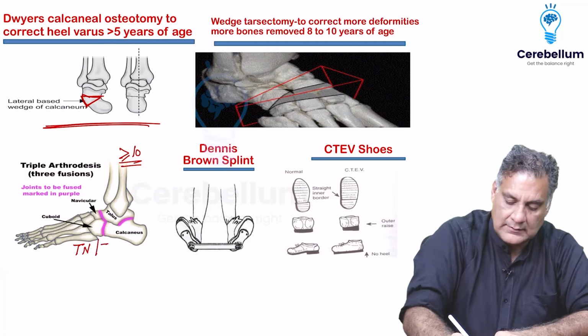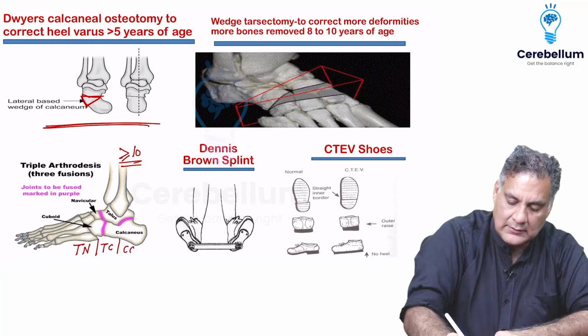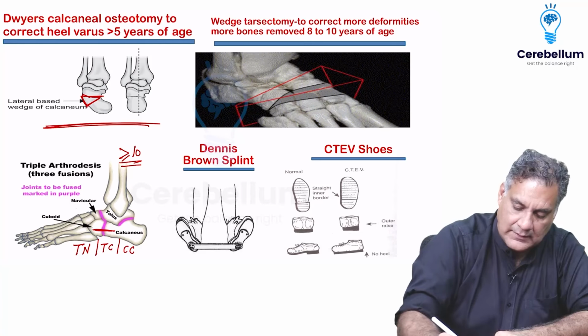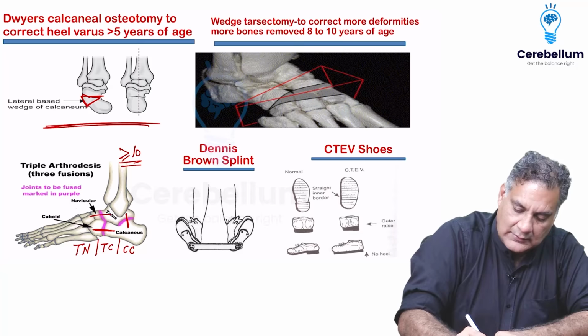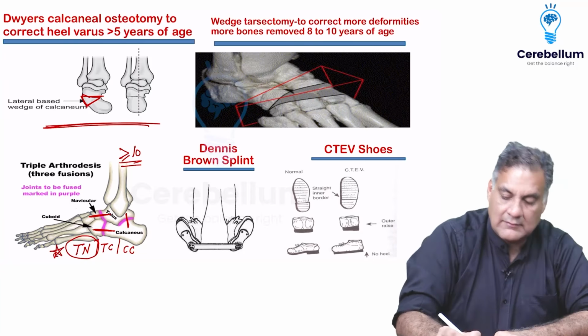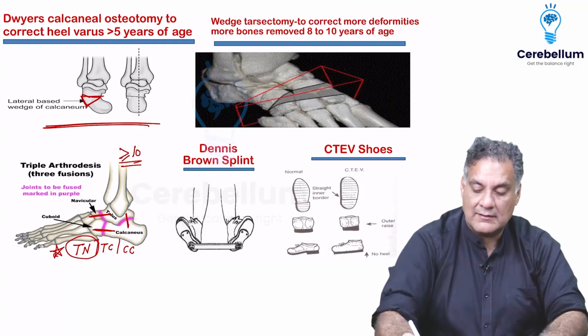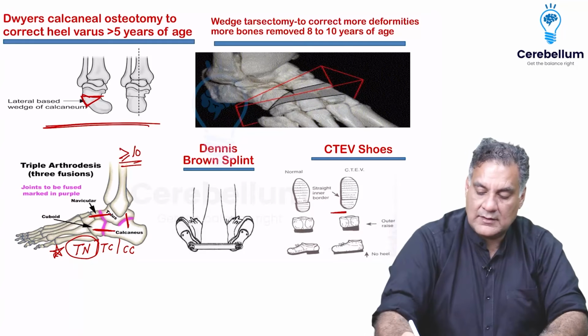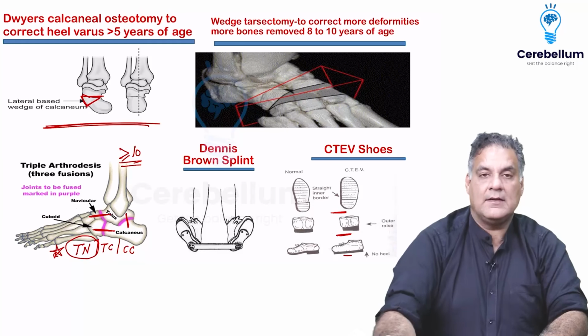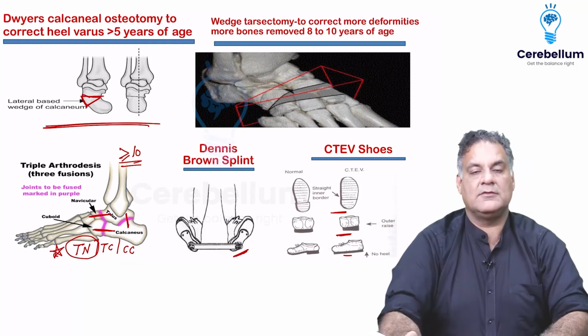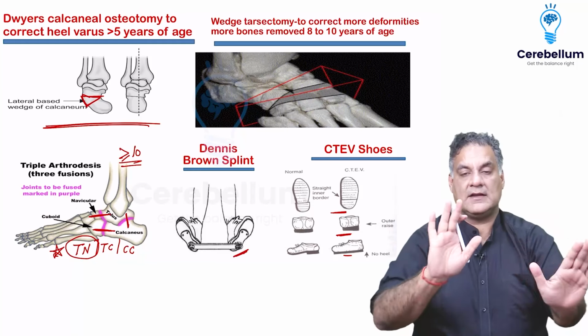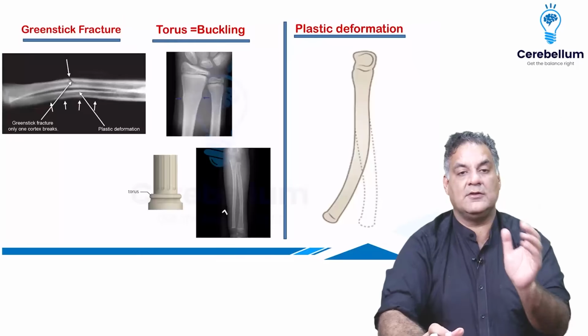talonavicular, talocalcaneal, calcaneocuboid. And talonavicular is the most difficult to fuse in CTEV. Once you have corrected CTEV, in the daytime, a child will wear a CTEV shoe with a straight medial border, with outer shoe raise, with no heel. And at night time, you will apply a Denis Browne splint so that the correction is maintained till what age? Till the age of 7.